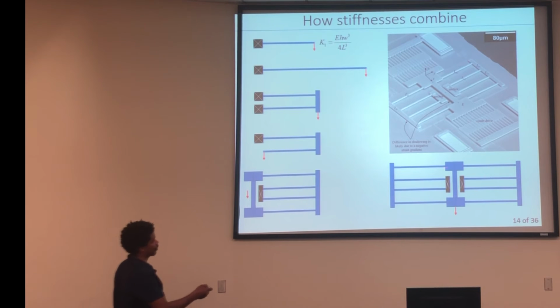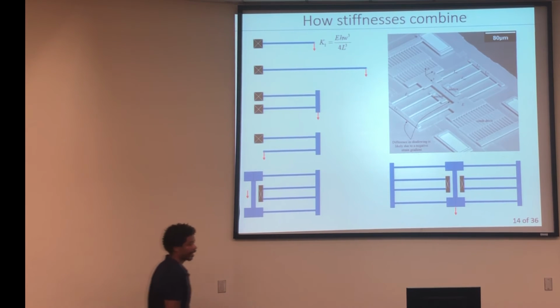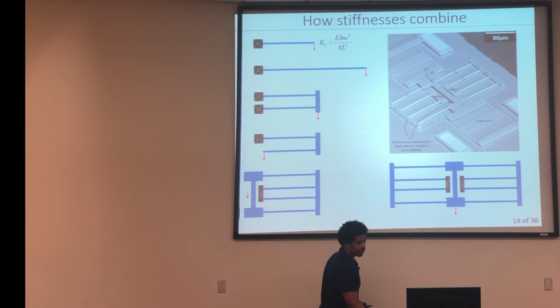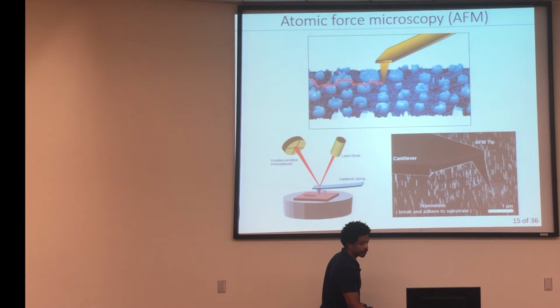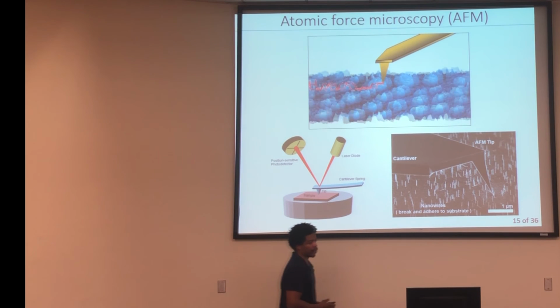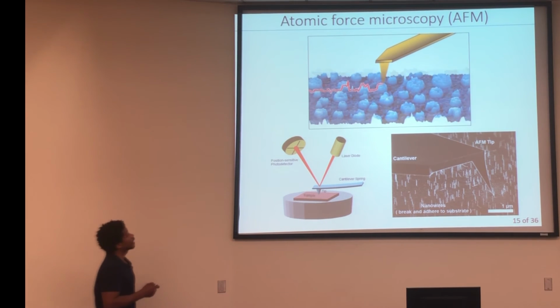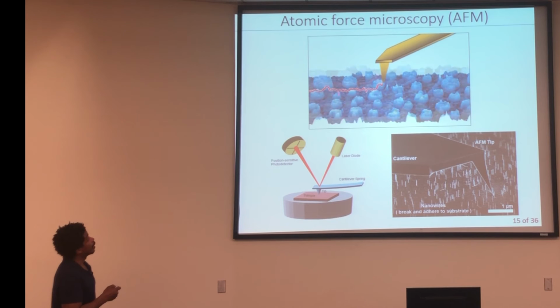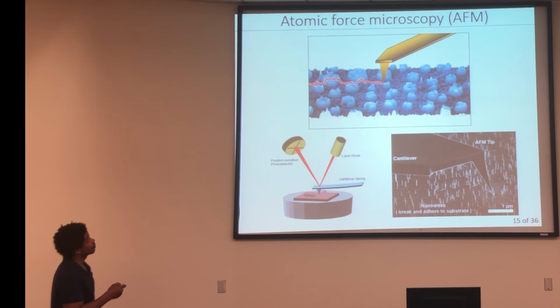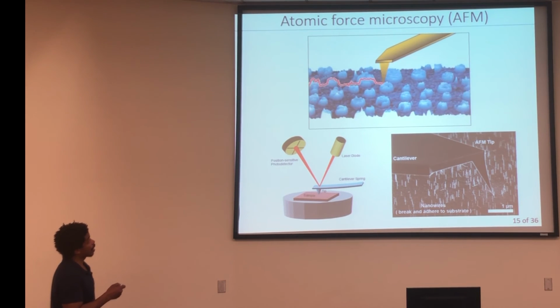And then of course this over here is doubled. Right? So that's how the stiffnesses add when you combine them together. This right here is an atomic force microscope. Okay? And you can see here is basically a cantilever, and you drag it over the surface.